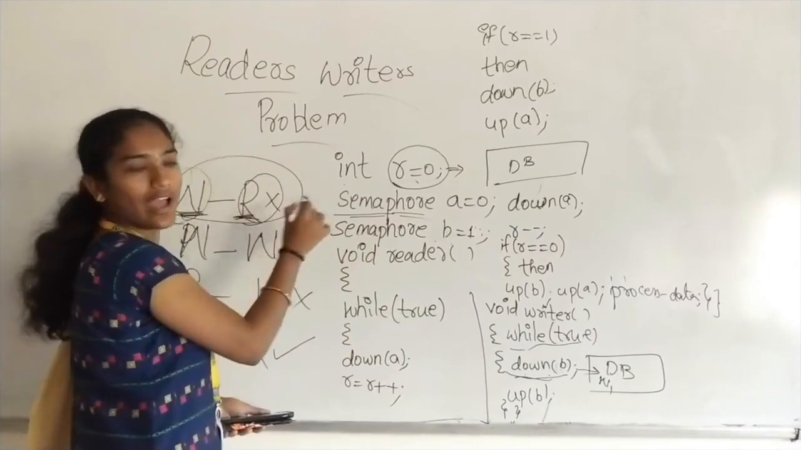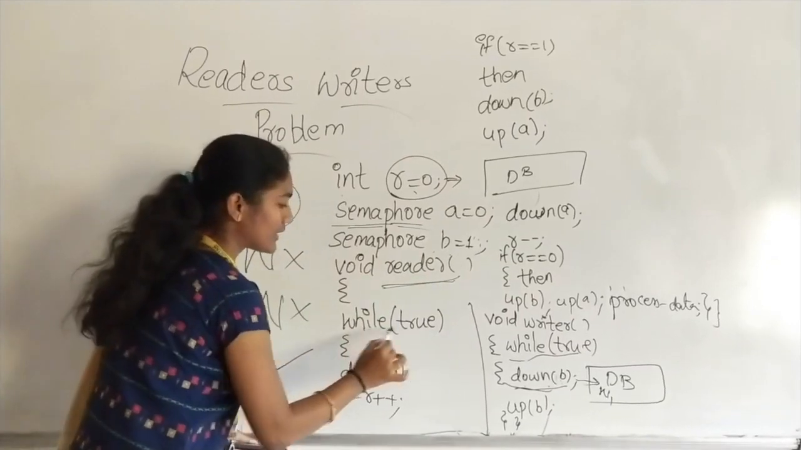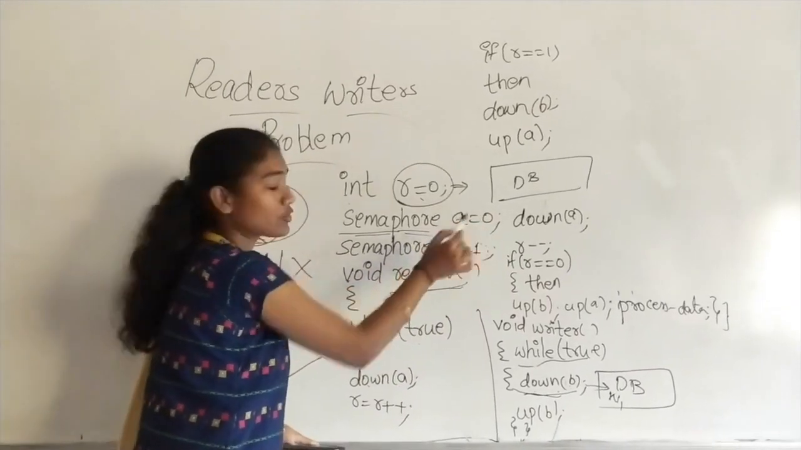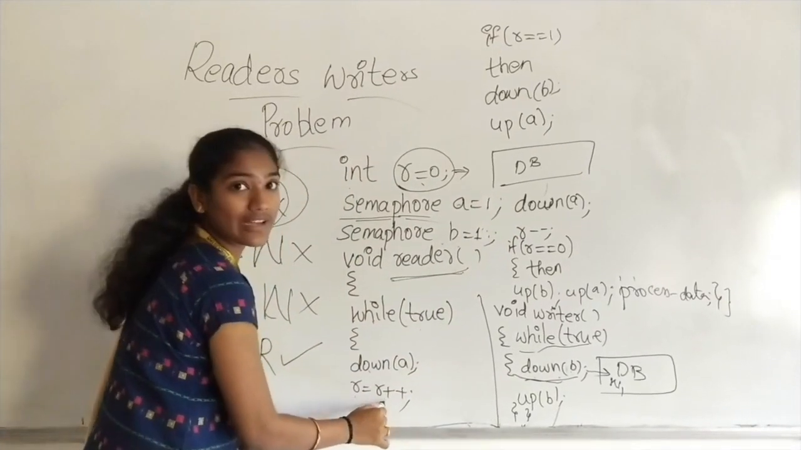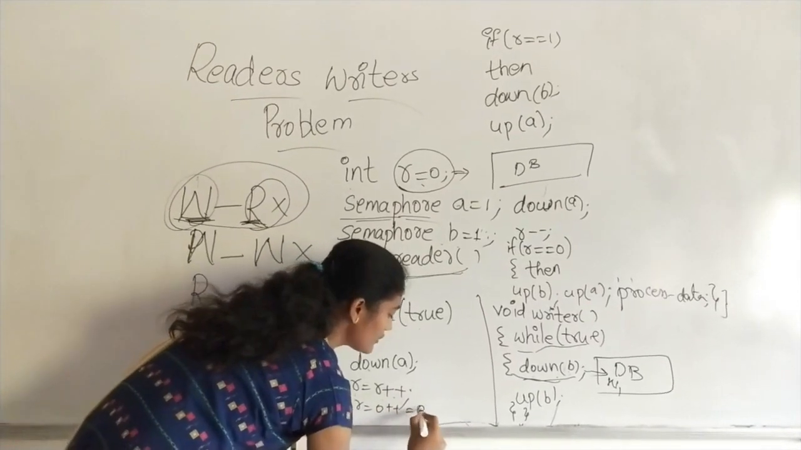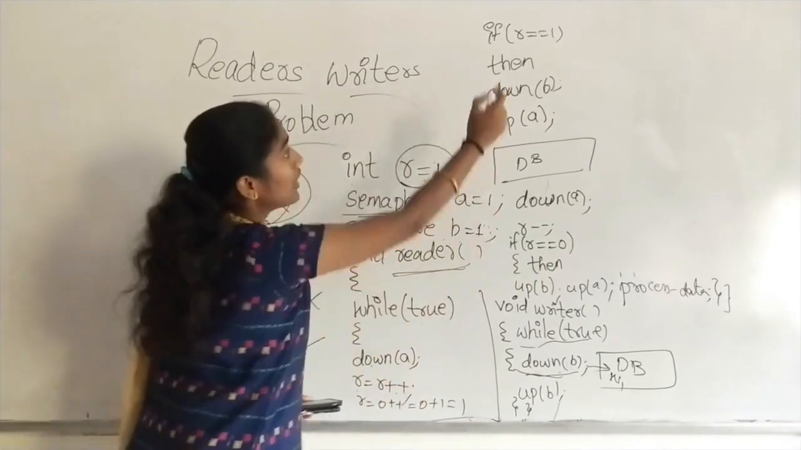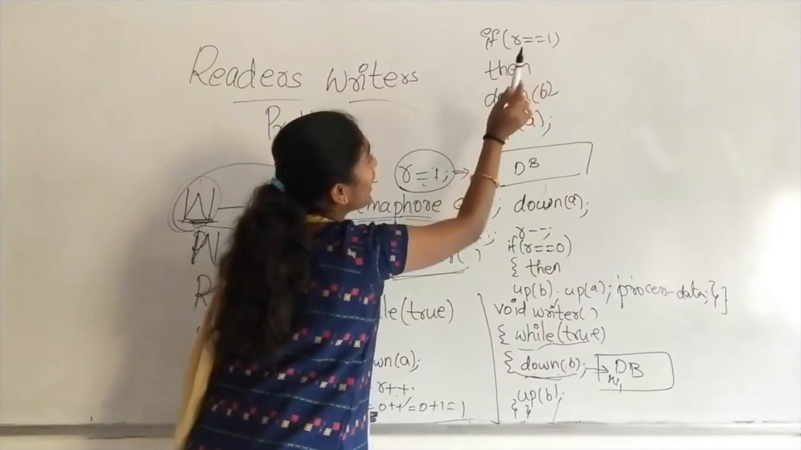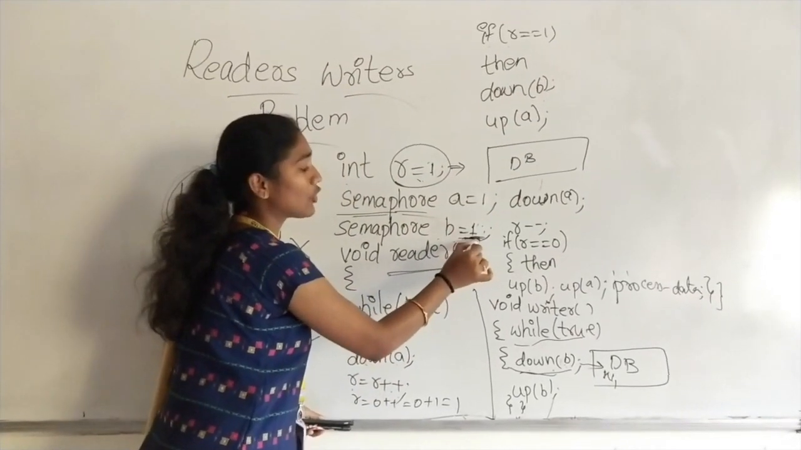Now the reader wants to enter the database, so it follows the same procedure. This is the code for the reader. Till the condition is true, the value of a will be down. Initially a is 0, so the value of a changes to 1. Now r gets incremented, r++, so r becomes 0 plus 1, which is 1. Now it checks the condition: if r is equal to 1, then down the value of b. It tries to down the value of b.